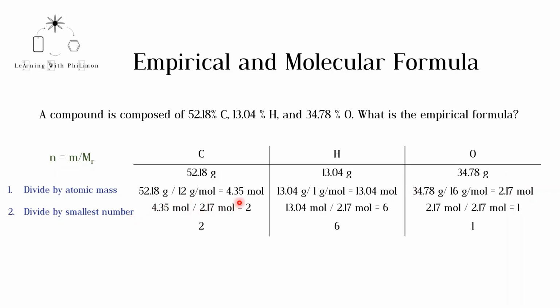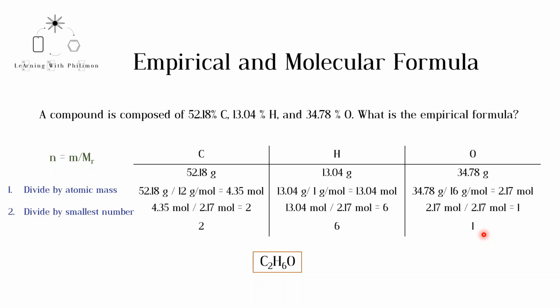The second step is to divide by the smallest number. In the case of these 3 numbers, the smallest number is 2.17 mole. So we divide all the moles by 2.17. This gives us the molar ratio of the elements. For every 2 carbon atoms, there are 6 hydrogen atoms and 1 oxygen atom. This means that the empirical formula must be C2H6O. Note that this is not the molecular formula.